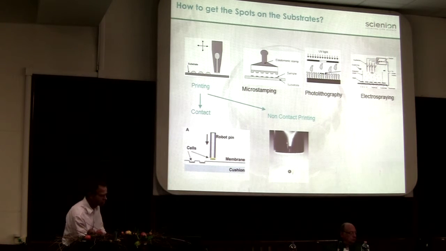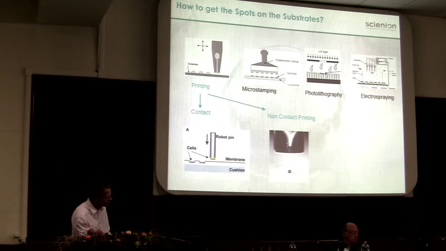Okay, and the final thing then is how to get such a spot. This technology has been around since, I think, 15, 20 years. There are different procedures for how you can print these microarrays, like a kind of sliced pin technology, microstamping, photolithography is a different principle, or electrospraying. If you want to do something in your own lab, then it's probably recommended to buy a printing system. So there are two main groups, a contact printing system and non-contact printing.